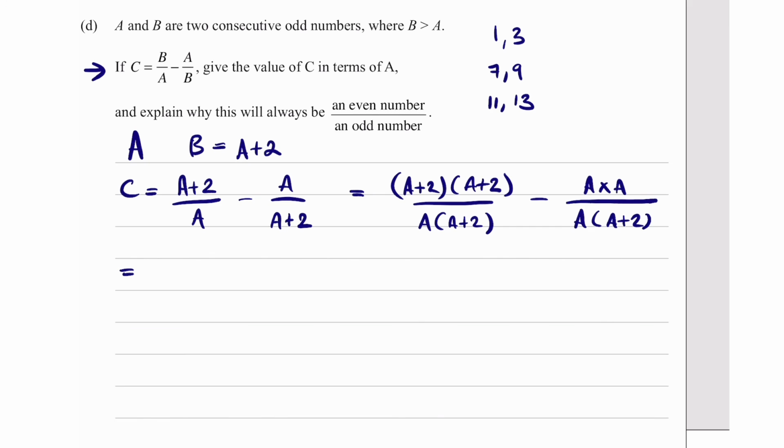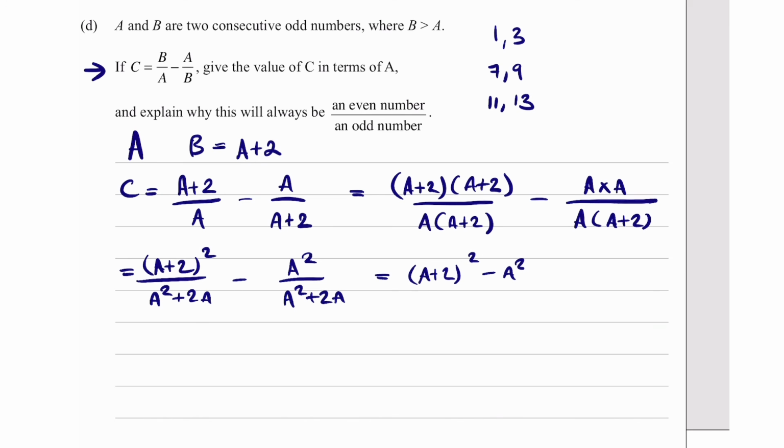Simplifying this down further, we essentially have A plus 2 squared over A squared plus 2A, minus A times A, which is A squared, over A squared plus 2A. Now, when the denominators are the same, we can directly combine our numerators. So we end up getting A plus 2 squared minus A squared over A squared plus 2A.